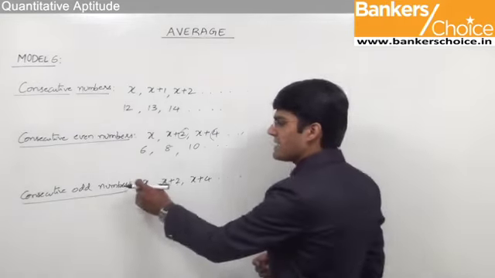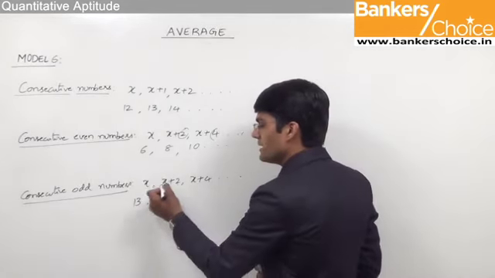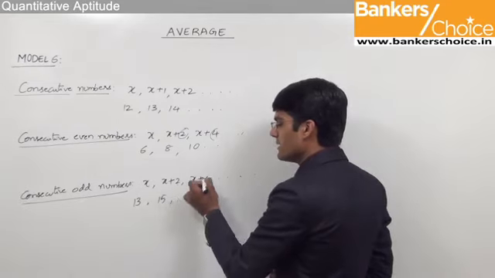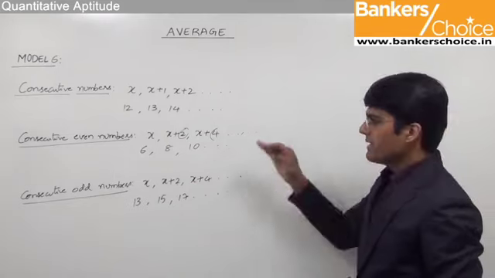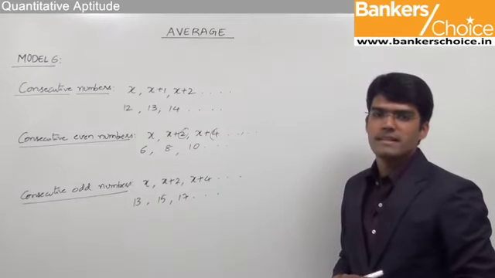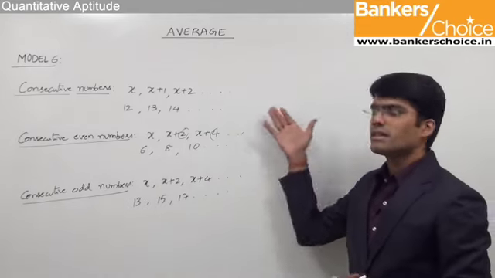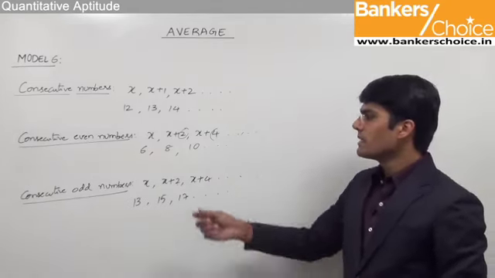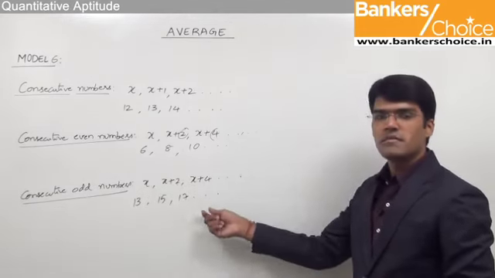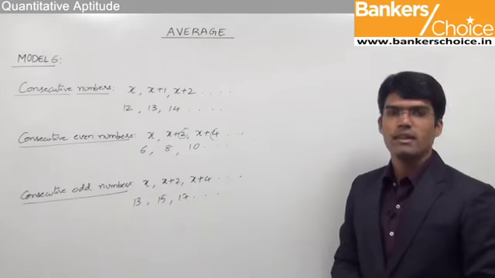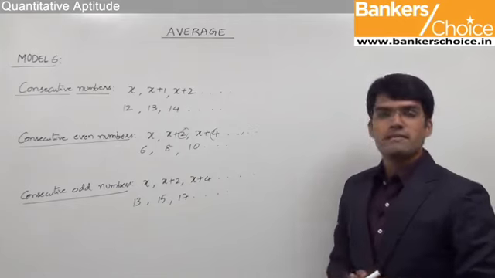Let us assume x is an odd number. For example, x is 13. So the next number would be 13 plus 2, 15, 13 plus 4, 17 and so on. So friends, this is what is meant by consecutive numbers. We have consecutive numbers like 1, 2, 3 or 12, 13, 14 and so on, consecutive even numbers like 6, 8, 10 and so on, and consecutive odd numbers like 13, 15, 17 and so on.